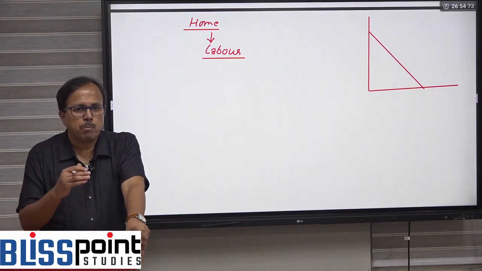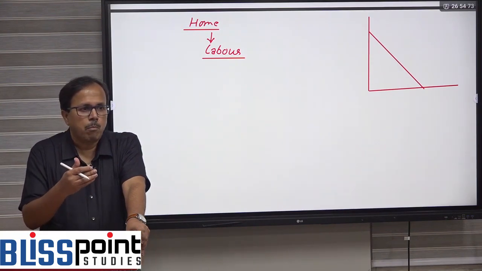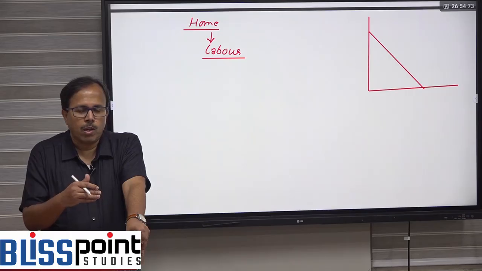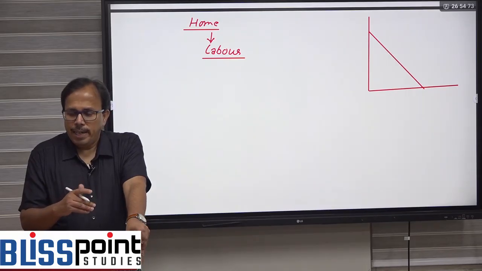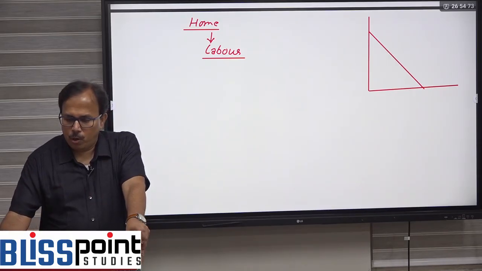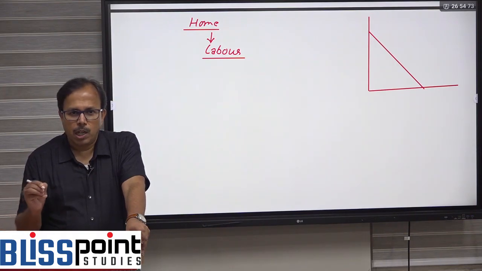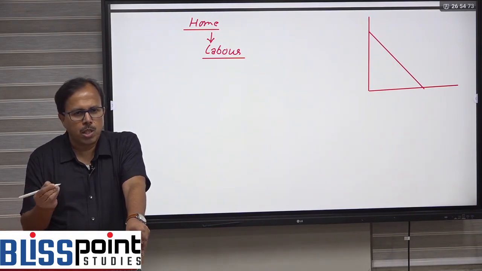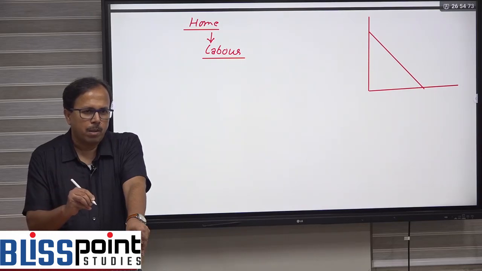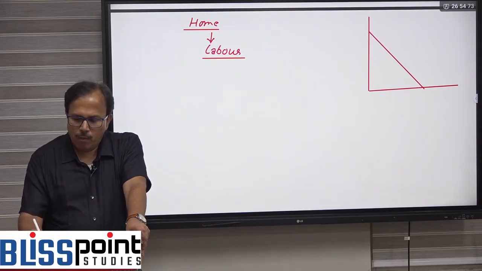PPF is production possibility frontier. These are the possibilities of production. What will be the actual production? Actual production will depend upon in which sector labor will move. Labor is the only factor. They can produce cheese by labor, they can produce wine by labor. So the question is, labor will work in which industry?